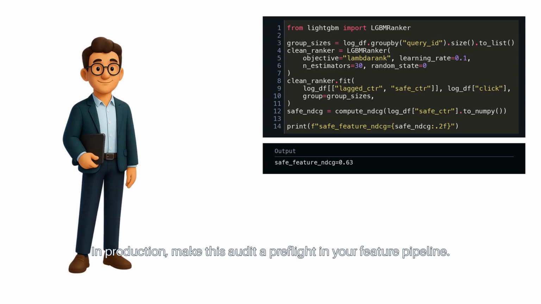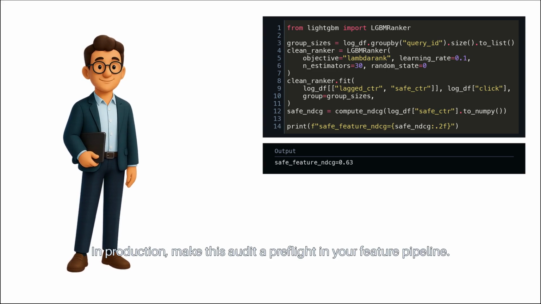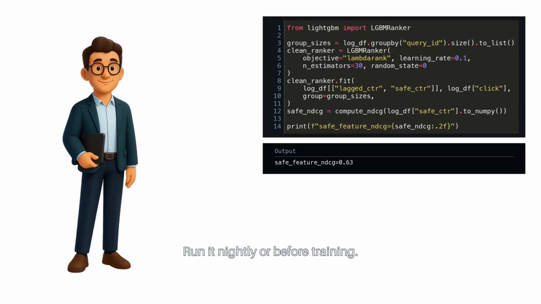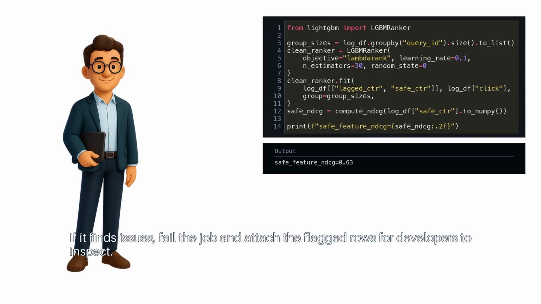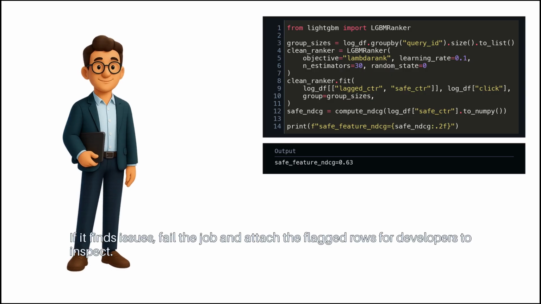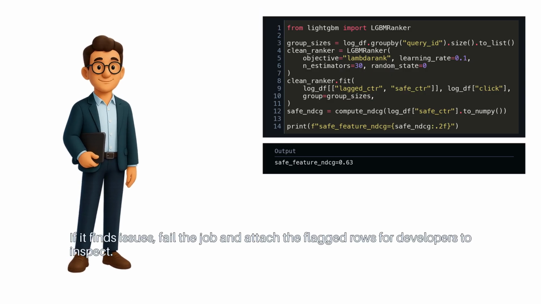In production, make this audit a pre-flight in your feature pipeline. Run it nightly or before training. If it finds issues, fail the job and attach the flagged rows for developers to inspect.